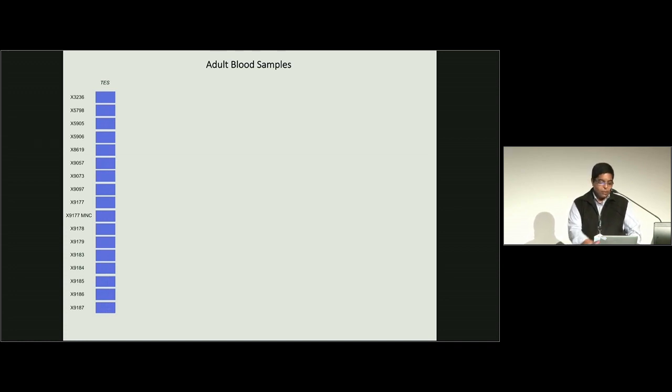So these are my adult blood samples. And as you can see, I squeezed the methylation results for each of these samples into a very small rectangle and put them next to each other. And you can see that TES is completely unmethylated in all of these adult blood samples.